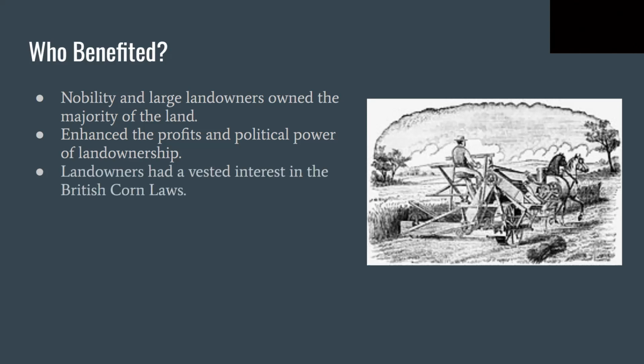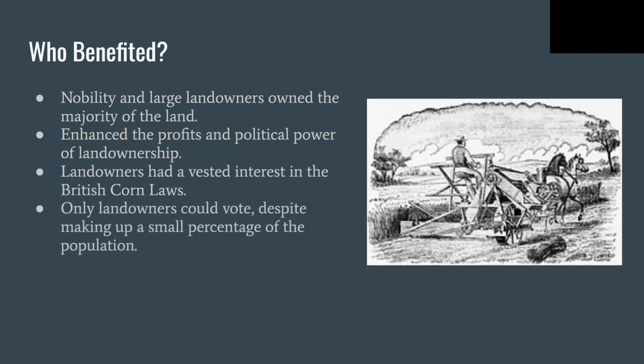These landowners definitely had a vested interest in the British Corn Laws, as they were the only ones seeing the profits from them. And because only landowners could vote, the British Corn Laws passed with ease. This is despite the fact that landowners made up a very small percentage of the population, with the top 10% of income earners having the ability to vote, while the rest of the population had no say in governmental actions.